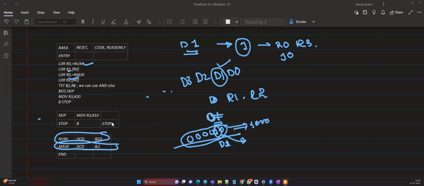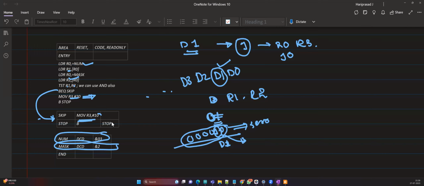So here, whenever I am ANDing with TST, R1 and R2, if the result is 0, that means equal. Then what I have to do, I have to move 10, right? So I will skip here. And I move R3 with 10. Okay. Else, here I will move R3 with 20.